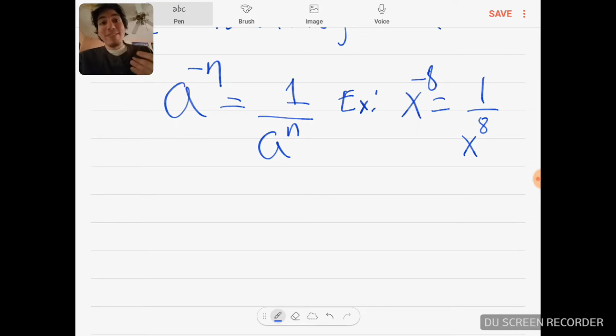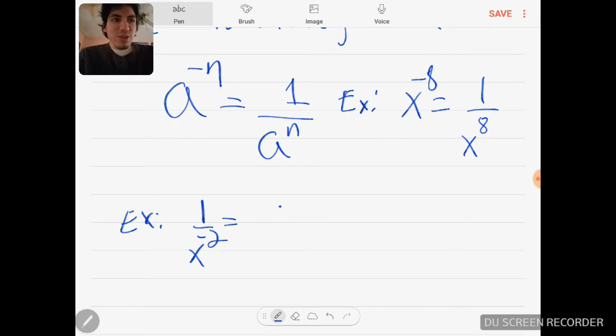What if we have a negative exponent in the denominator? Well, let's see what happens. If I have a negative exponent in the denominator, let's say I have this as the example, 1 over x to the negative 2, it's going to do the reverse. It's actually going to flip up into the numerator. So it's going to be like this. It's going to go 1 times x squared, which becomes x squared.